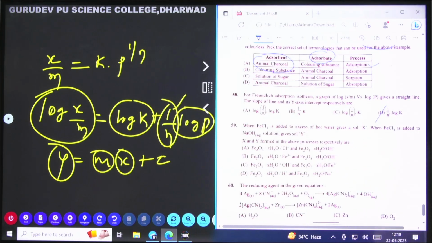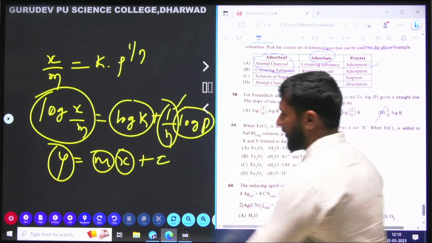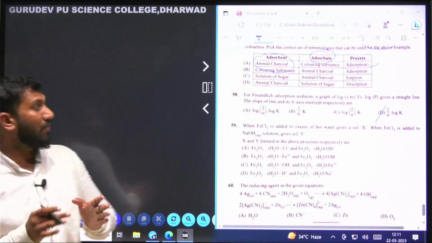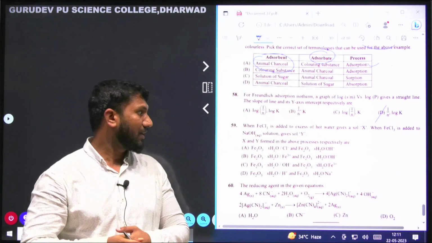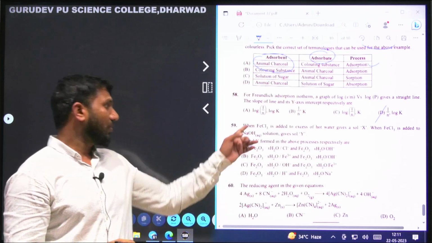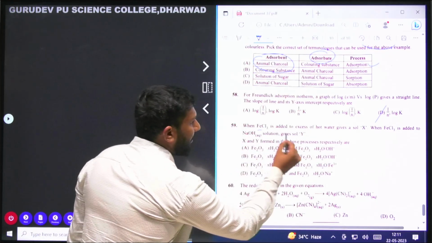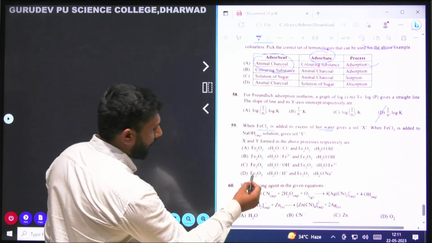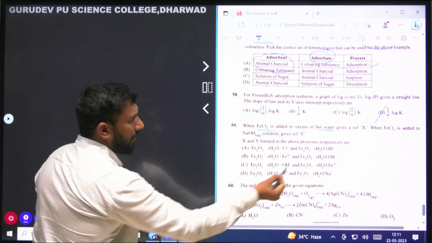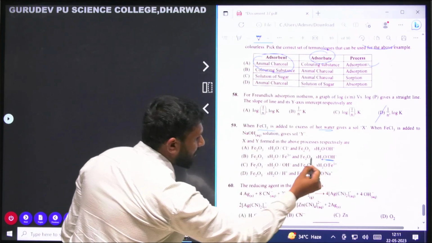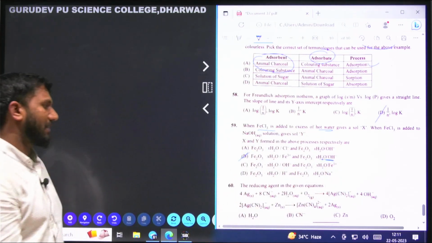Question number 59. When FeCl3 is added to excess of hot water that gives X salt, and FeCl3 is added to NaOH solution that gives Y salt. So here when FeCl3 is added to hot water it forms a positively charged sol. Okay, and when FeCl3 is added to NaOH it forms a negatively charged sol. So option B is correct.